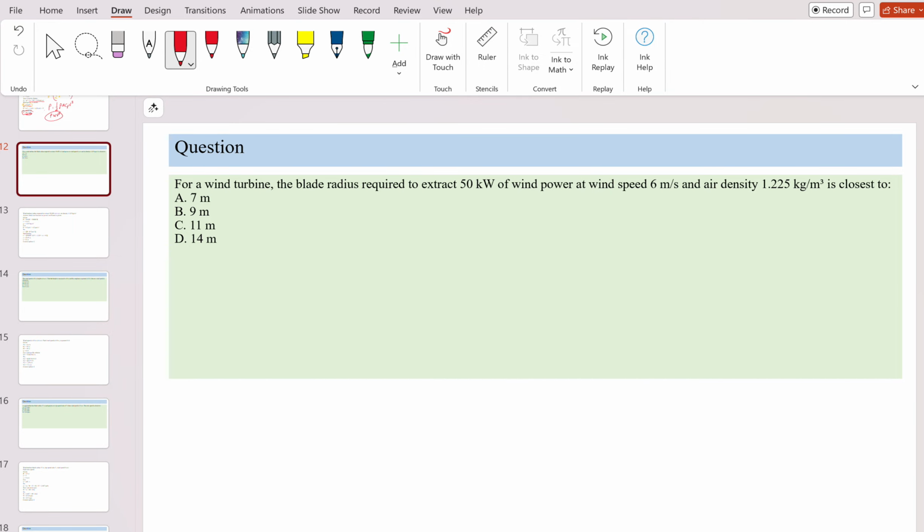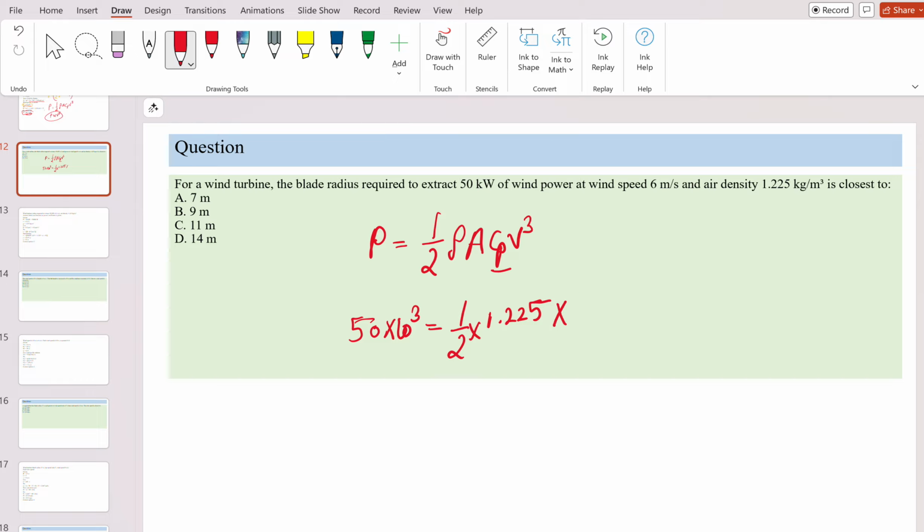Okay, listen here. Let me give the solution. We already know the power equation: power is half rho A Cp V cube. Cp is not given, so you consider it as 1. Power is given as 50 kilowatt. 50 into 10 to the power 3 is equal to half, rho is given, that is 1.225, multiplied by A. Here the radius is required, so that is pi r square, multiplied by V cube. V is given as 6.